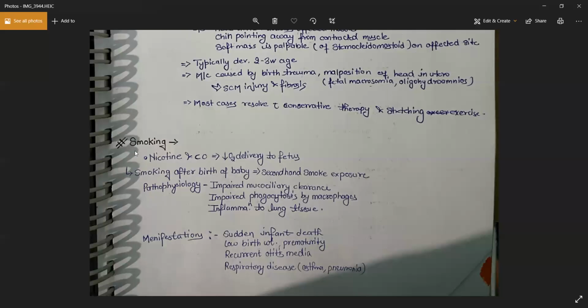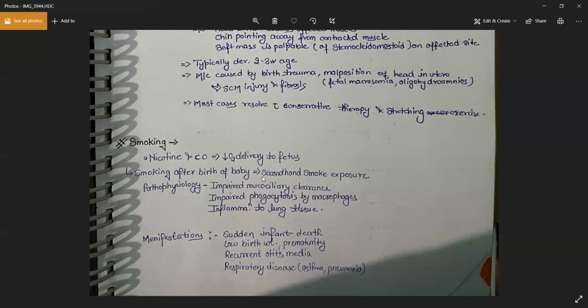One of the causes of preeclampsia and eclampsia is low oxygen in the fetal circulation. So because of this low delivery of oxygen to the fetus, you can have preeclampsia, hypertension. Second thing, after delivery, because of smoking, you can have second-hand smoke exposure to the baby also. The passive smoking, you call it. Because of this second-hand smoke exposure, the baby can have impaired mucociliary clearance, which exactly happens in adults.